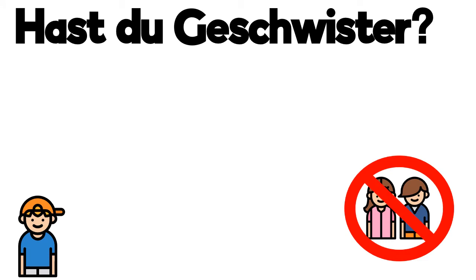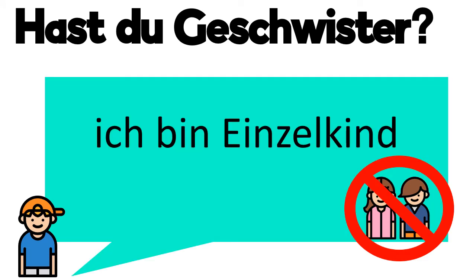If you don't have any siblings and you're an only child, that's what you need to say. Ich bin Einzelkind. Literally, I am only child. The Einzelkind needs to have a capital letter there. It's a noun, so only child. It's a thing, I guess, a thing that you are. And ich bin is I am. Whereas before we've been saying ich habe, I have, if you are an only child, you would just say I am.